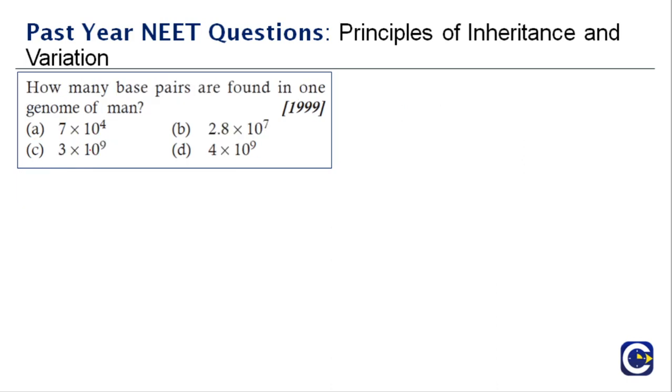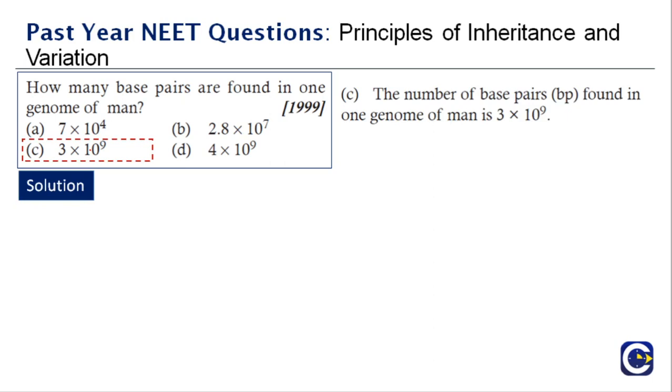How many base pairs are found in one genome of man? Again, this is a direct question, and we all know that the answer is C. 3 into 10 raised to the power 9 base pairs are found in one genome of man.